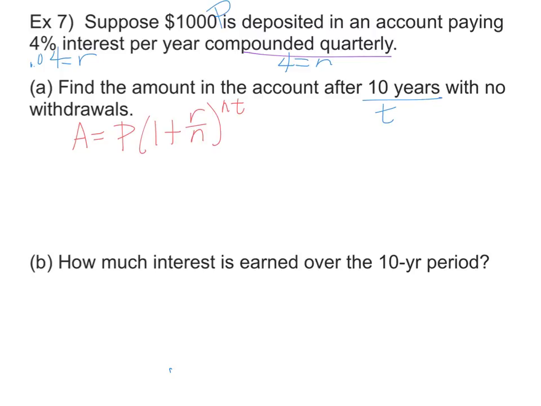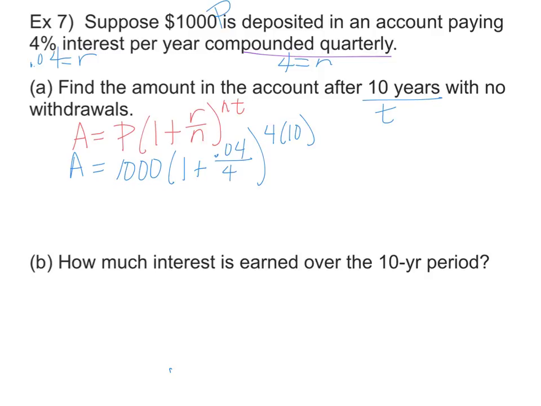So here's the moral of the story. Take all this information, plug it into your calculator, and get the value. We want to know the amount in the account. That's still my variable. My principal is 1,000. Then I have 1 plus 0.04 over 4 to the 4 times 10.